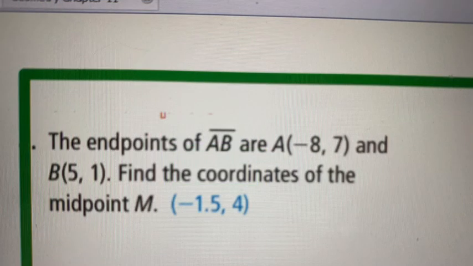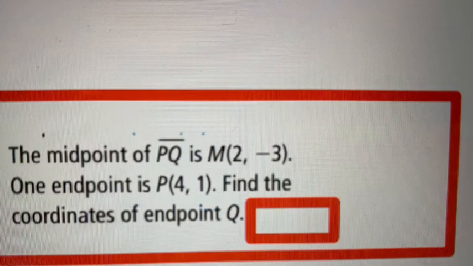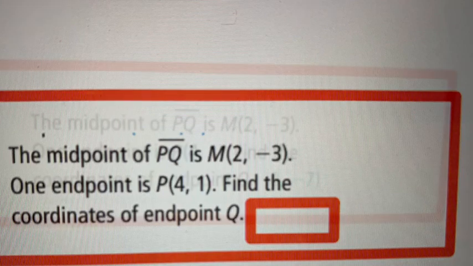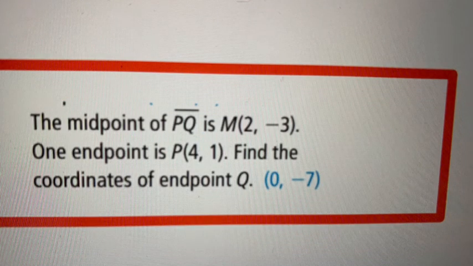The coordinates for the midpoint M are -1.5, 4. Let's try this one. The midpoint of PQ is 2, negative 3. The endpoint is 4, 1. Find the other endpoint Q. Stop the video and restart it when you have the answer. The other endpoint Q is 0, negative 7.